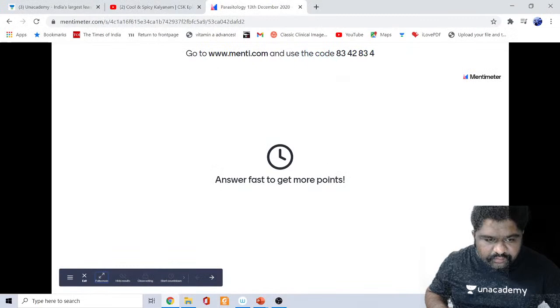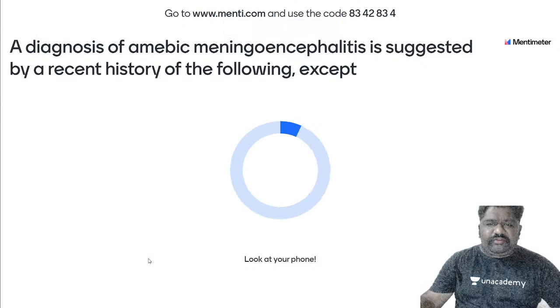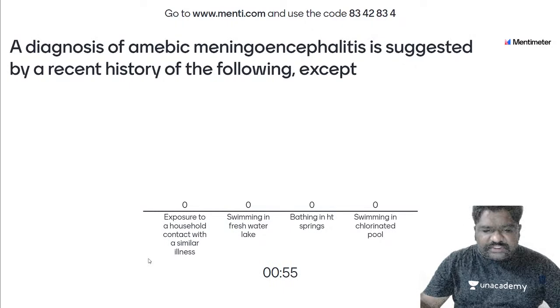A diagnosis of amoebic meningoencephalitis is suggested by a recent history of the following, except: among the four statements, which one is not possible? Exposure to a household contact with a similar illness, swimming in a freshwater lake, bathing in hot springs, swimming in a chlorinated pool. Among the four, which one is not the history that can go along with a diagnosis of amoebic meningoencephalitis?